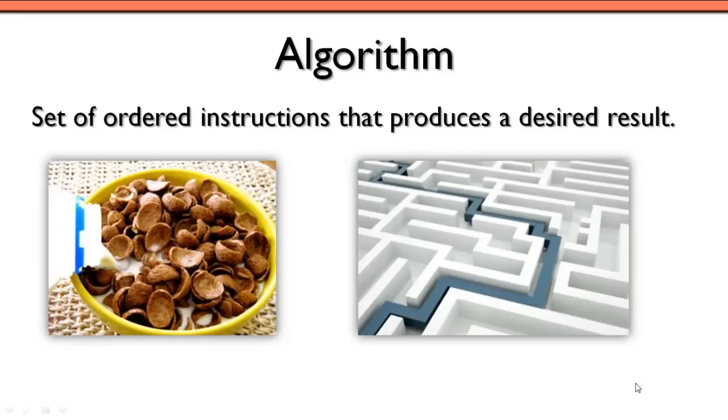So let's talk a little bit about what an algorithm is. An algorithm is just simply a set of ordered instructions that produces a desired result. You could also think about an algorithm as just being a recipe for doing something. So we can think about a recipe for making cereal. Getting the cereal, getting a bowl, getting the milk, pouring the cereal into the bowl, pouring the milk onto the cereal, getting a spoon, and then eating the cereal. And that's a very basic algorithm, but hopefully you get the idea of what we're looking at here.